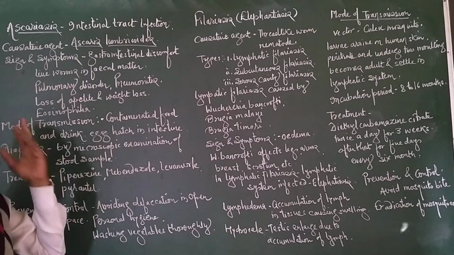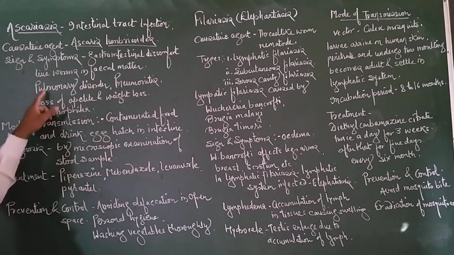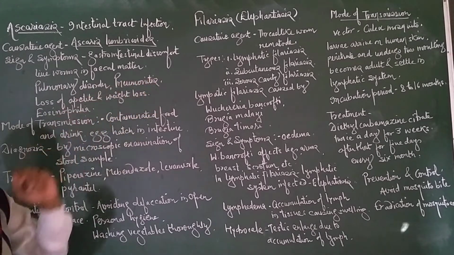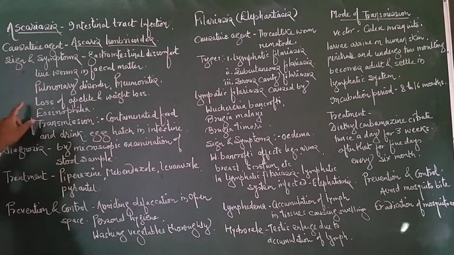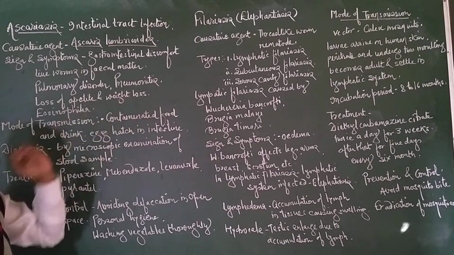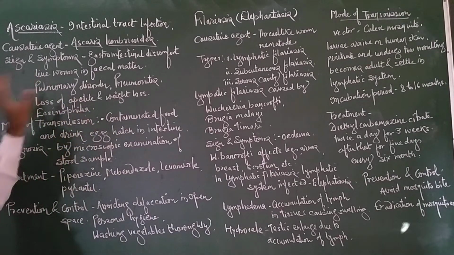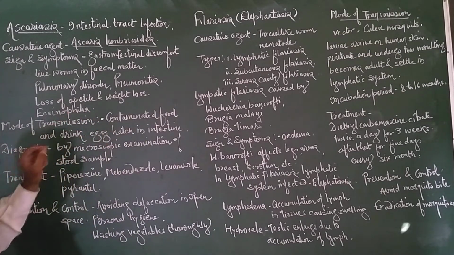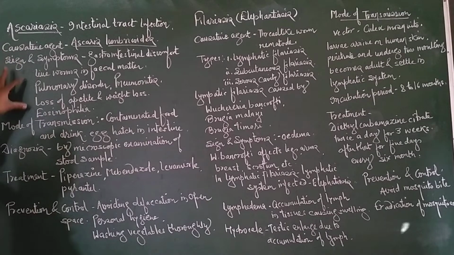Pulmonary disorder in severe patients: you have to observe the pulmonary disorder and pneumonitis, where the alveolar wall is affected. Loss of appetite and weight loss are some symptoms. And eosinophilia, an increase in the number of eosinophils in the blood. So these are some signs and symptoms of the disease ascariasis.